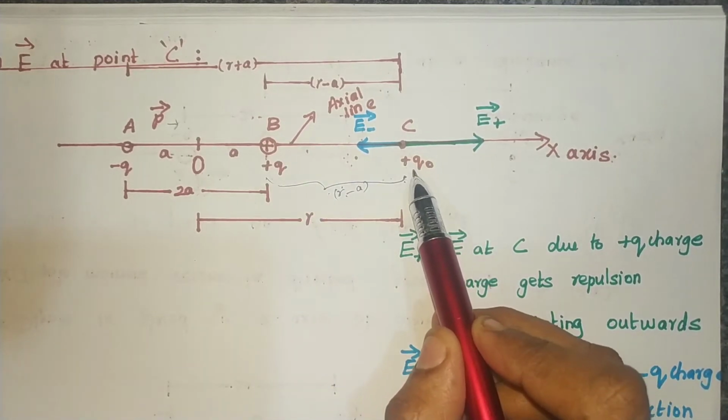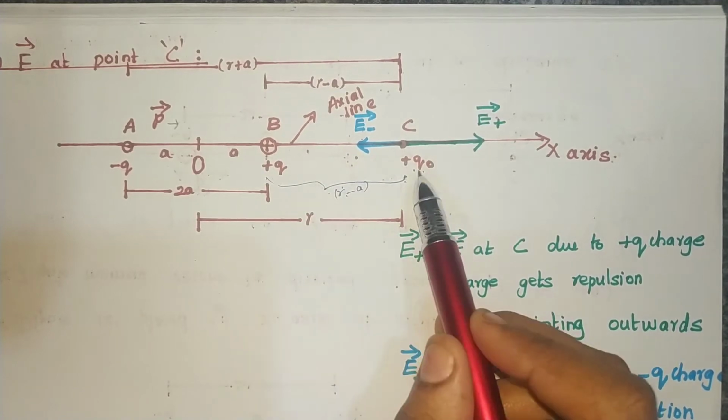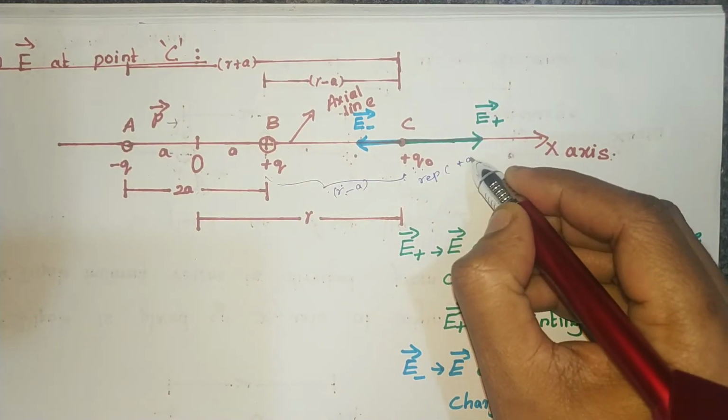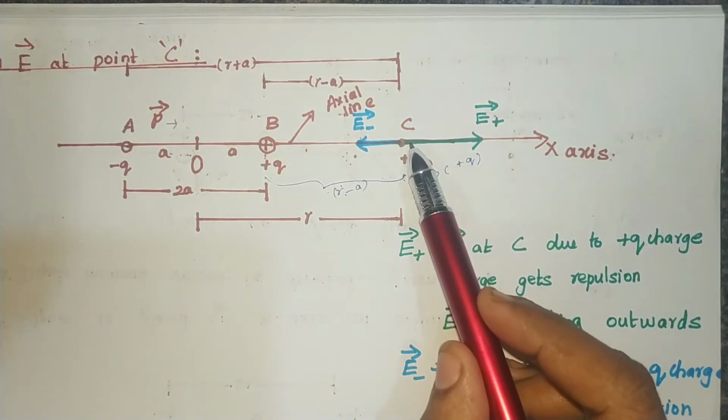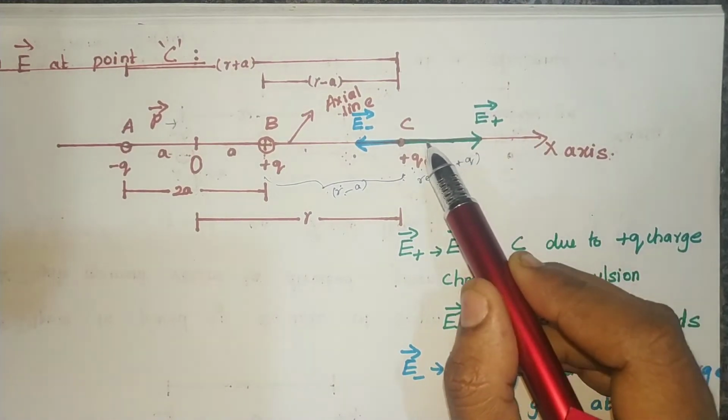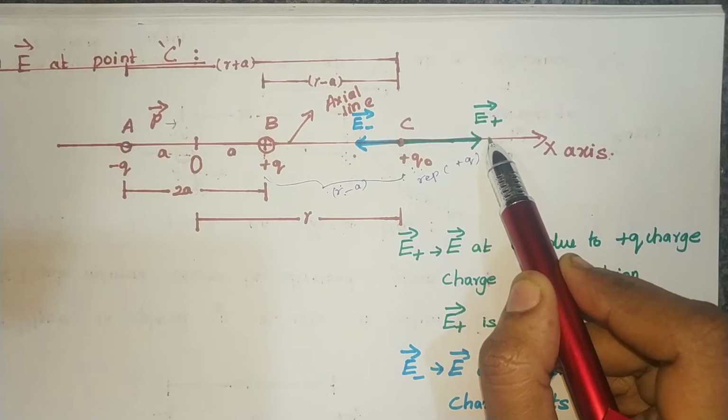இப்போ due to this charge என்ன ஆகுது? இங்கே plus charge q naught undergoes a repulsion. Same charge இல்லையா? So it undergoes a repulsion due to plus q. அப்போ repulsion நடக்கும்போது நமக்கு electric field E plus vector is pointing outwards.